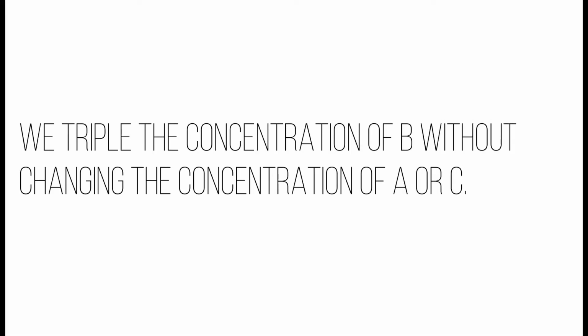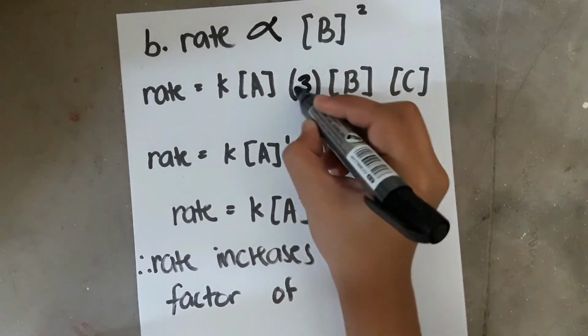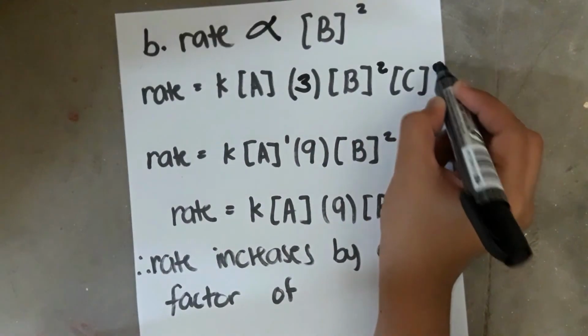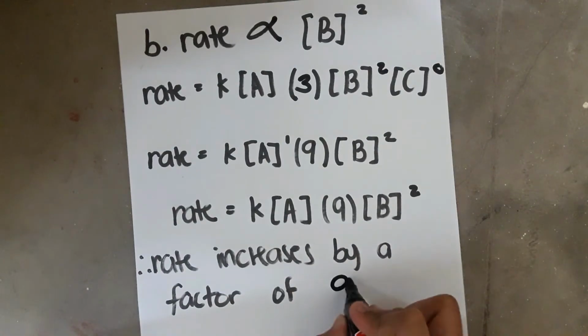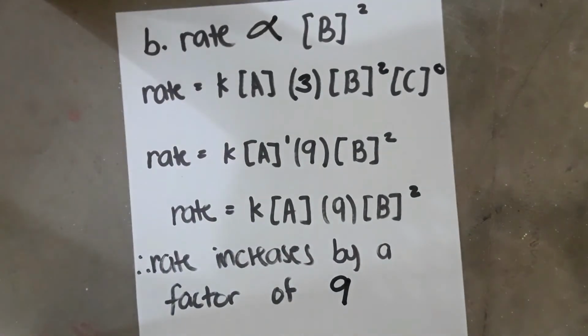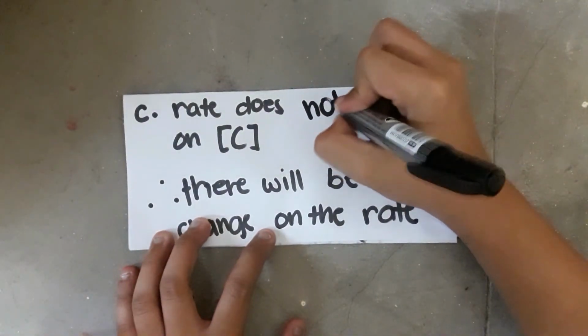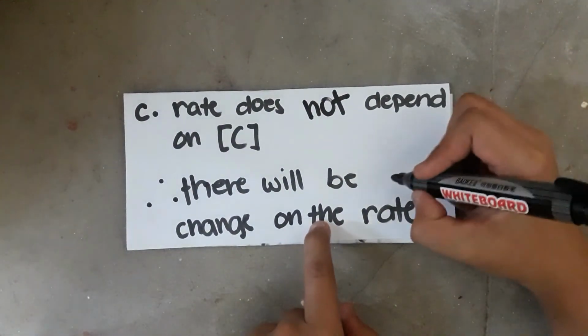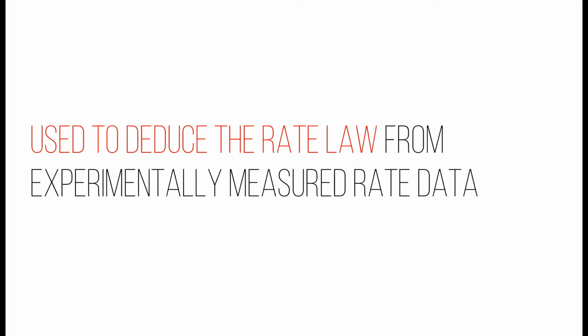We triple the concentration of B without changing the concentration of A or C. We see that rate is directly proportional to the second power of B, that is, B squared. We do not change the concentrations of A or C. Tripling B causes the reaction rate to increase by a factor of 3 squared, or 9. We triple the concentration of C without changing the concentration of A or B. The reaction rate is independent of C because it is zero order, so changing C causes no change in reaction rate.